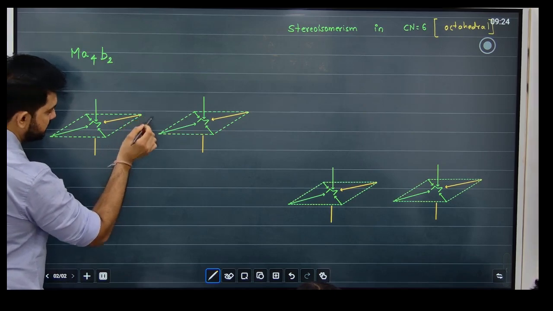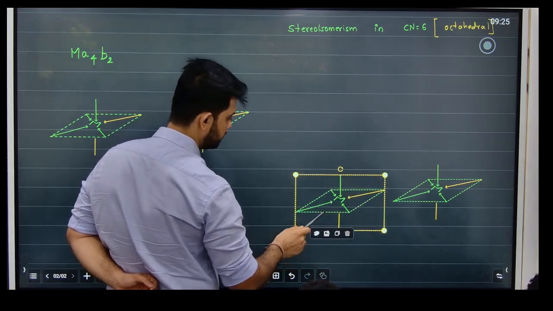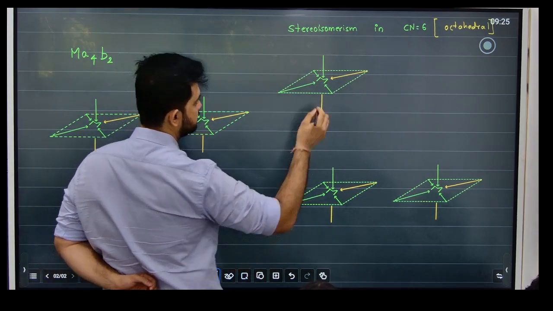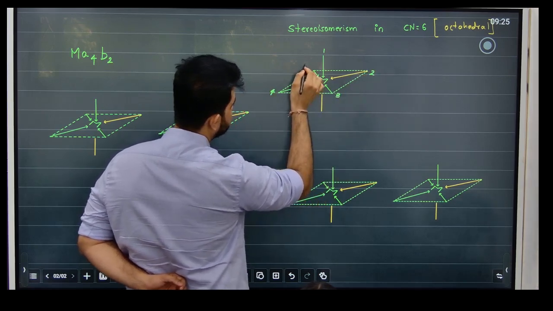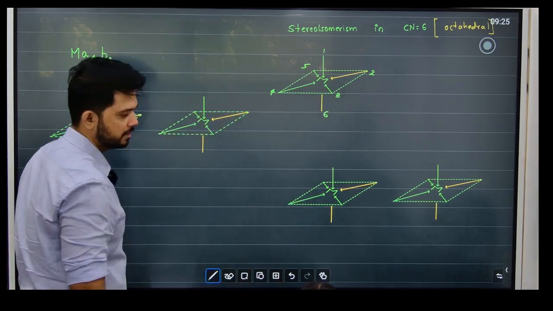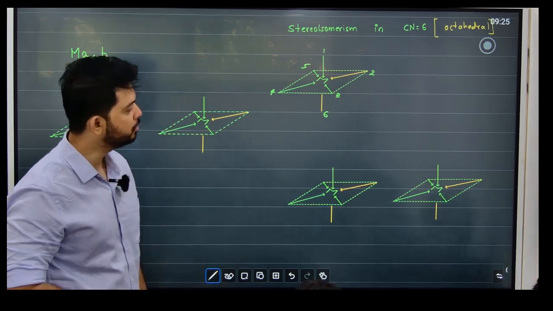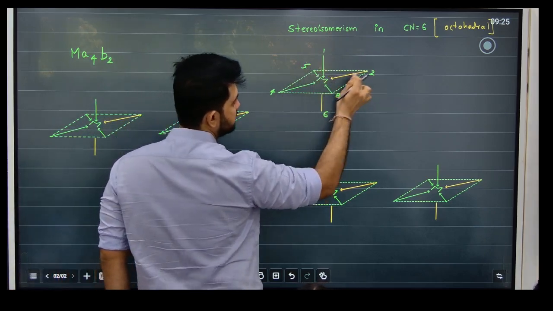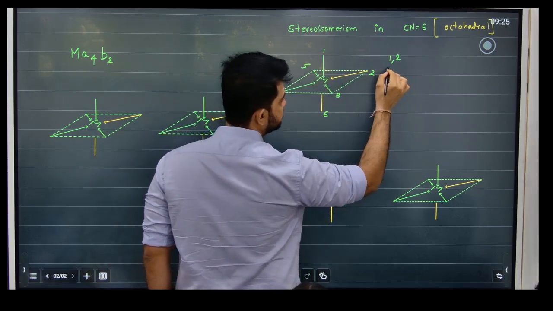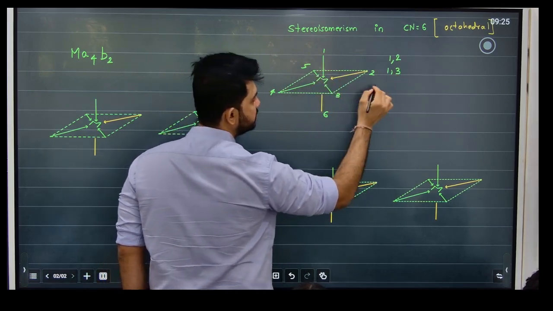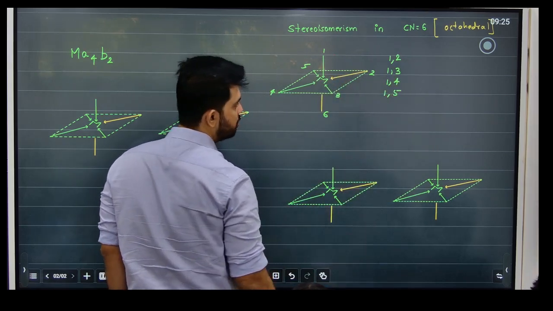Before I place it, can someone tell me, if I consider this as position number 1, 2, 3, 4, 5, 6, which all different positions can be considered as cis? What's the angle between 1 and 2? So this is 90. What is the angle between 1 and 3? Angle between 1 and 4. Angle between 1 and 5. 90. What is the angle between 2 and 3?